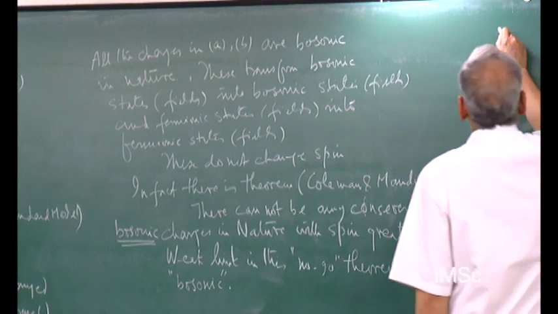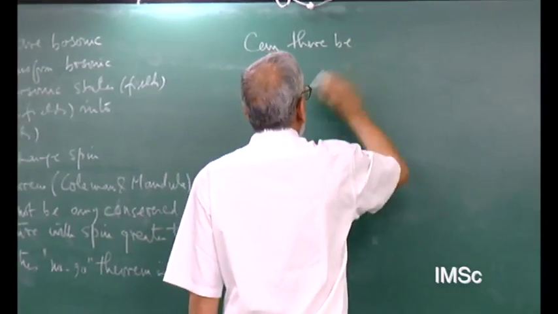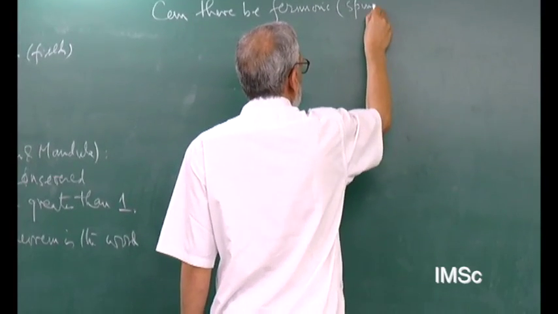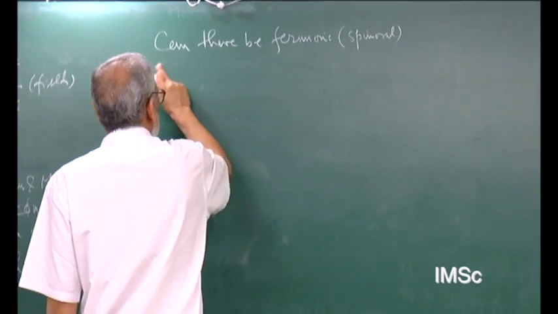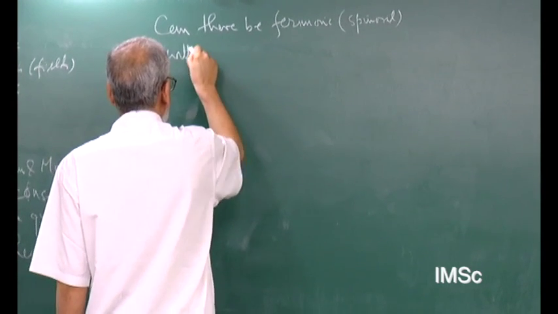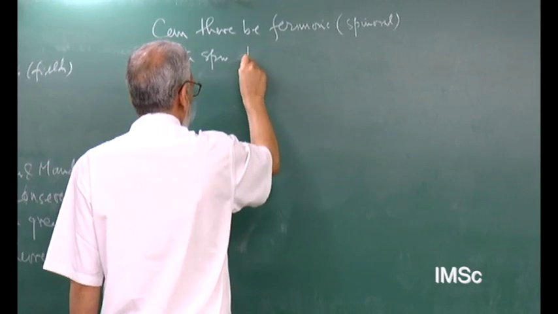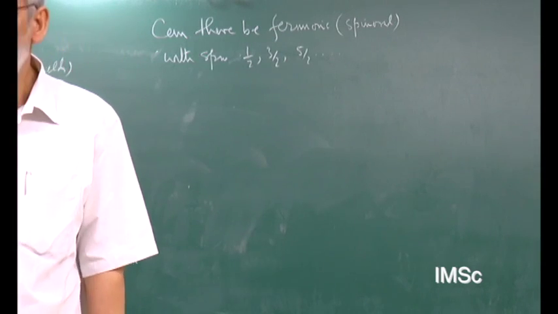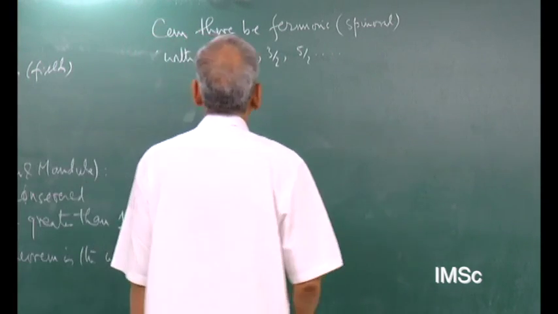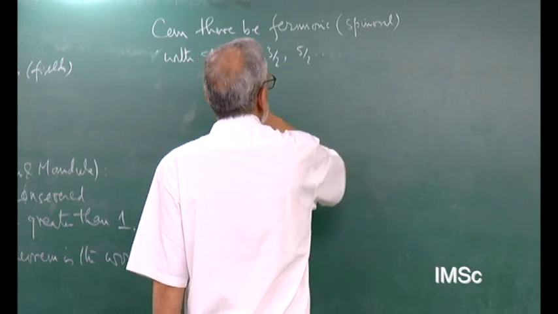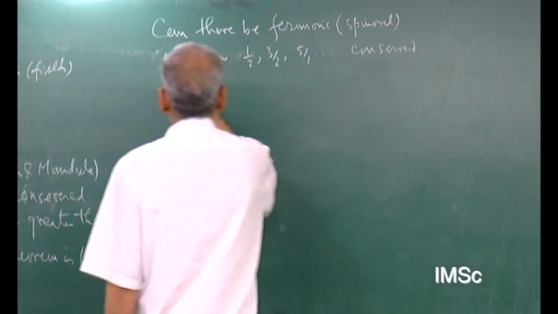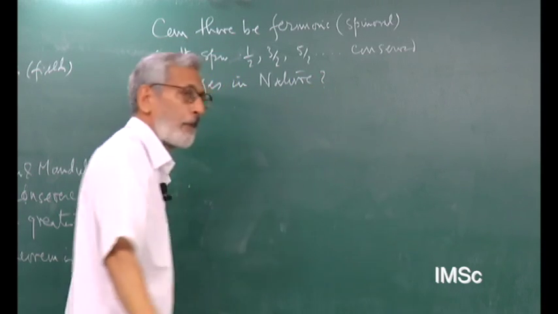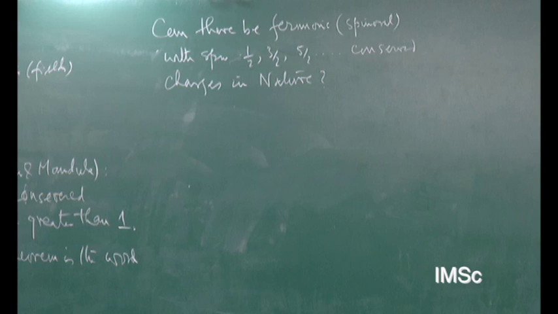So the question is, can there be fermionic or spinorial charges, with spin 1/2, 3/2, 5/2, and so on, half-integer spins? That's what spinorial representations are. Can there be fermionic or spinorial conserved charges in nature? And the answer to this question turns out to be yes.